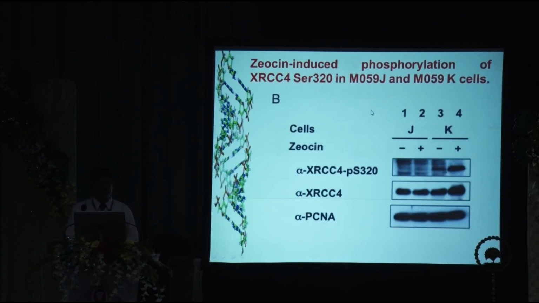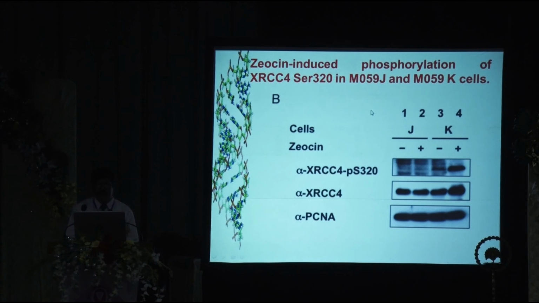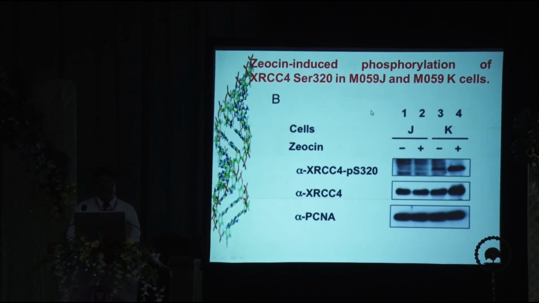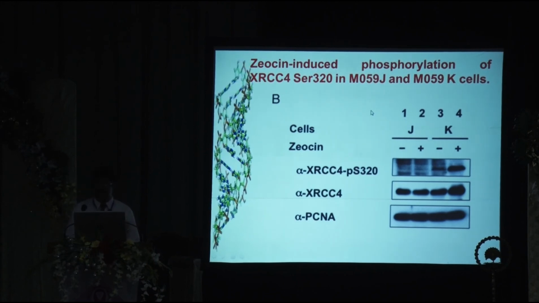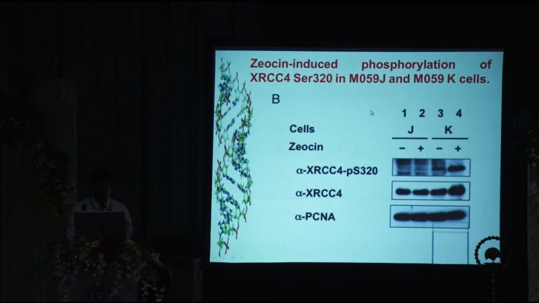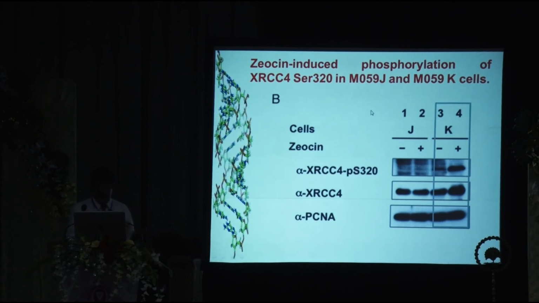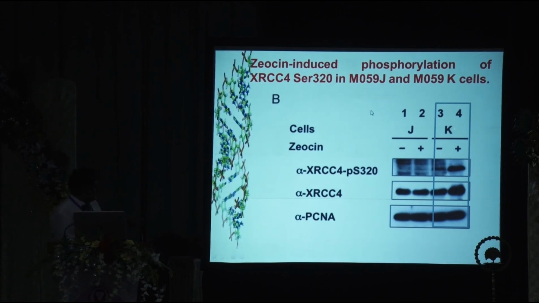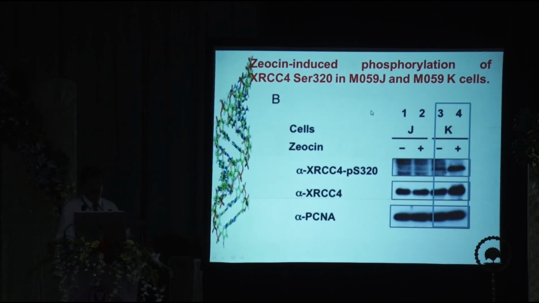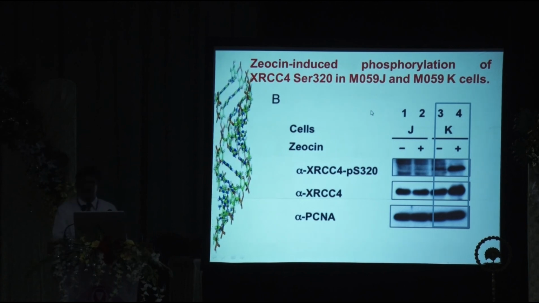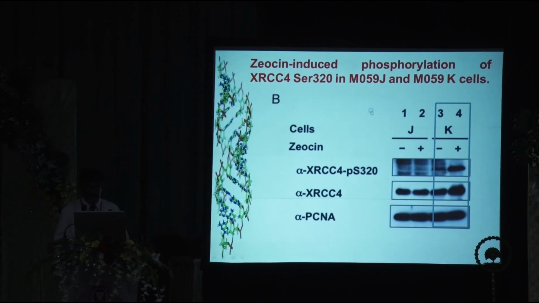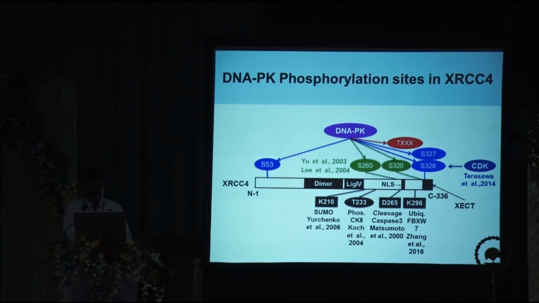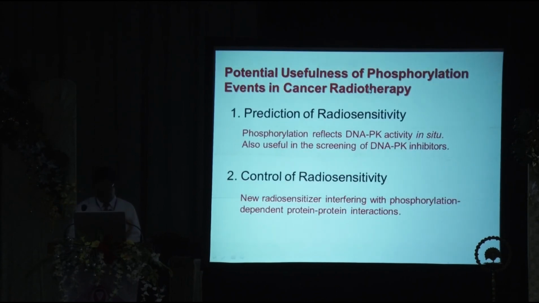Here again we have used M059J and M059K cells, that are deficient in the DNA-PK enzyme or proficient in the DNA-PK enzyme. So we could see a great diminishment in the case of M059J cells here. Okay, in the case of M059K cells, we have seen very good phosphorylation signals in the case of zeocin-treated cells. Okay. So, this is the summary of our DNA-PK phosphorylation sites in the XRCC4 protein.